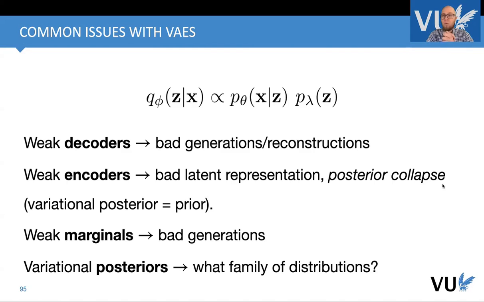And also, what was somehow skipped in the very beginning of variational autoencoders is that it is not advisable to use a fixed prior, or this marginal over z's. We should have learnable priors, because otherwise we can get very bad generations. And of course, a good and very important question is, if we think of variational posteriors, what kind of family of distributions we should use, right? We will see in the other lecture that we can use something more flexible.